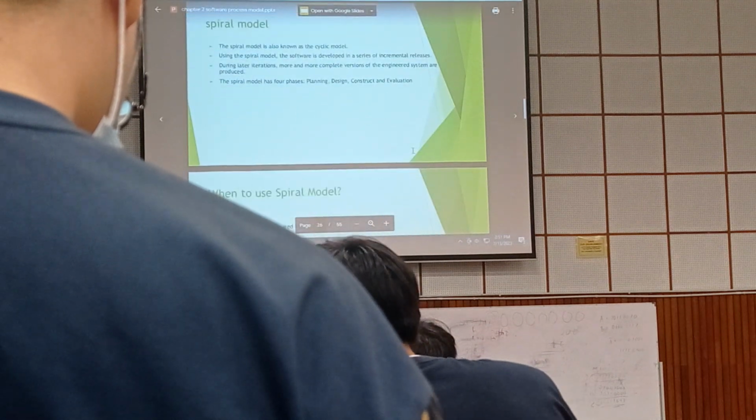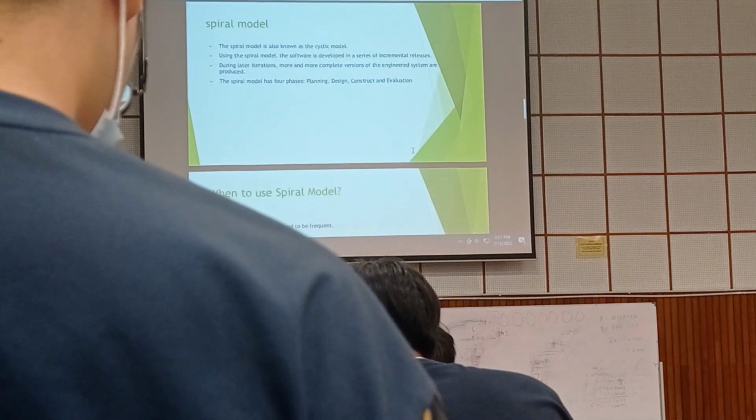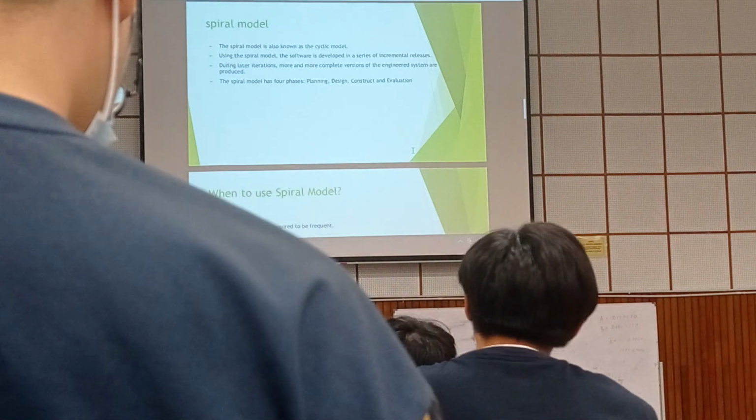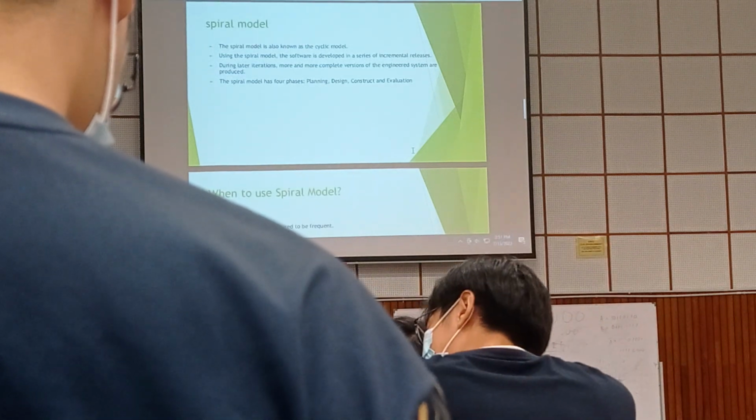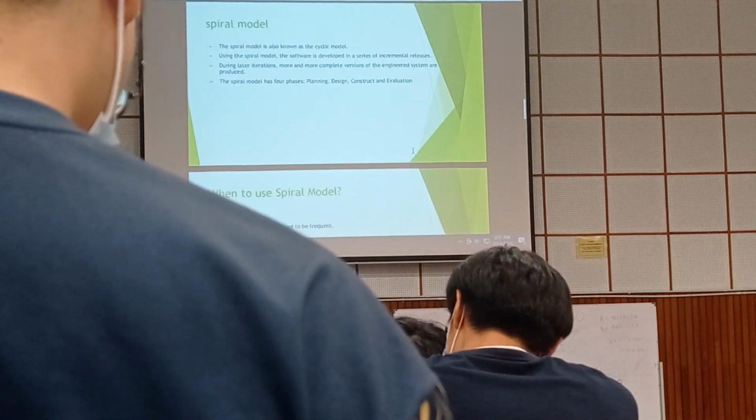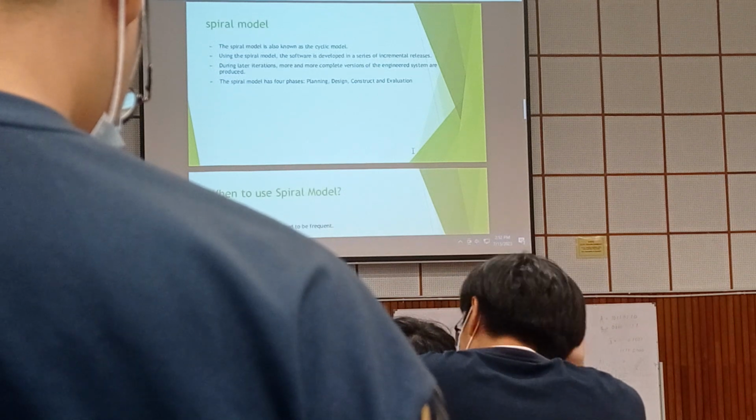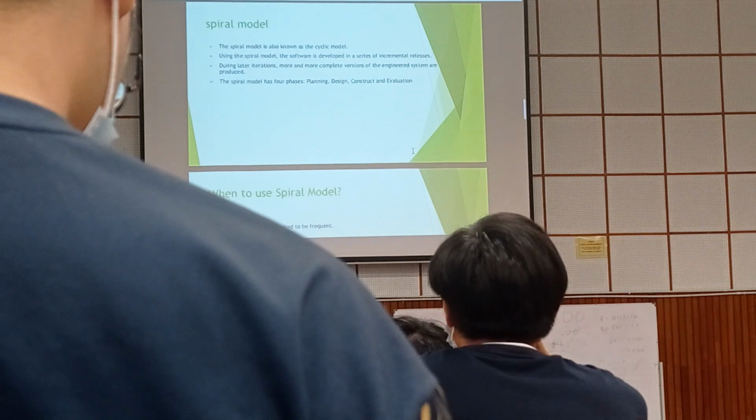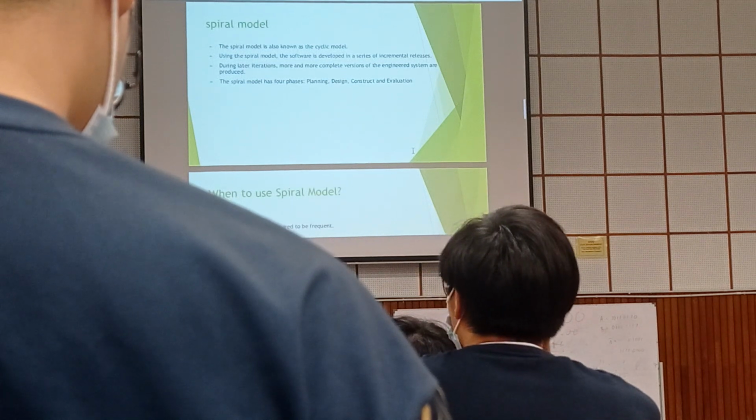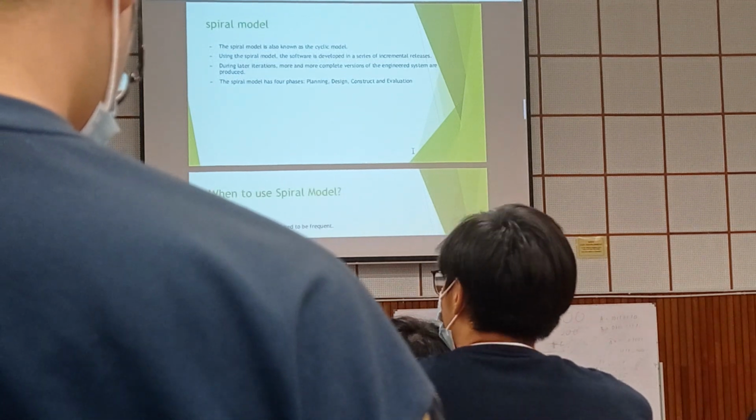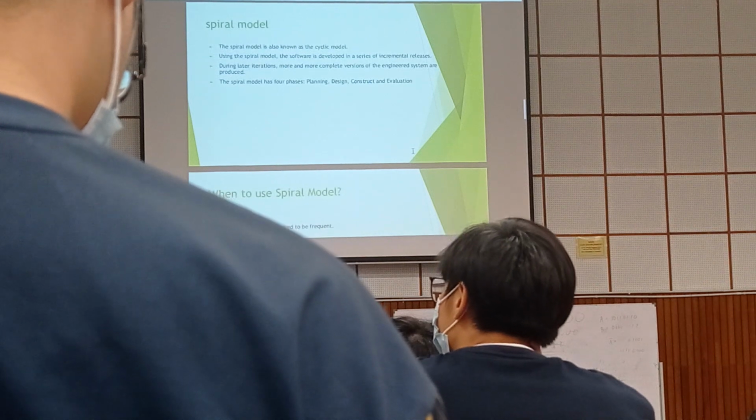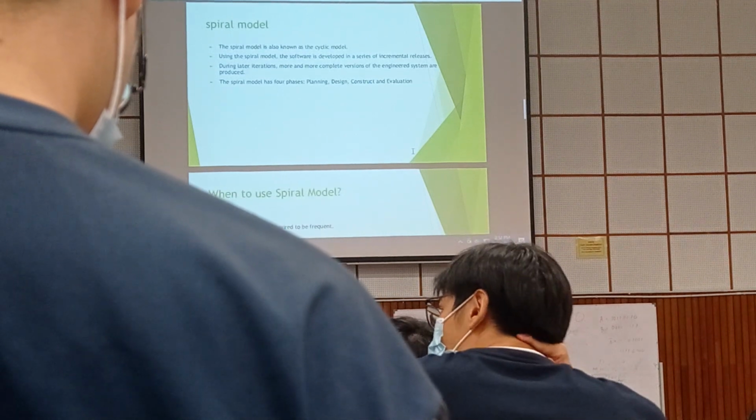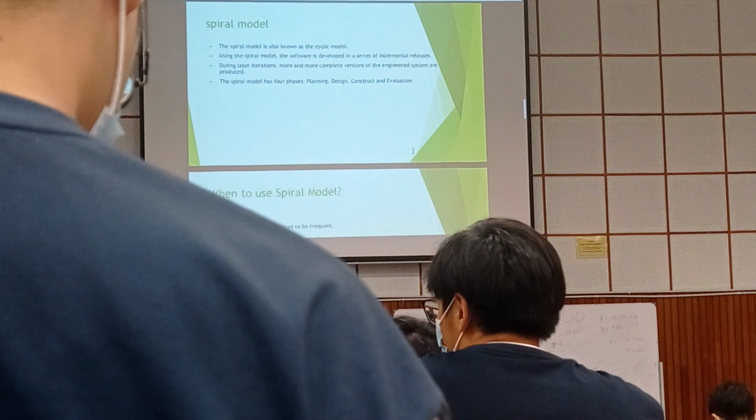The spiral model is one of the series of incremental releases. But for the spiral model, there are a lot of disadvantages. You cannot use the spiral model for small projects. Definitely you cannot use it for small projects. Normally people will use the spiral model for risky projects.